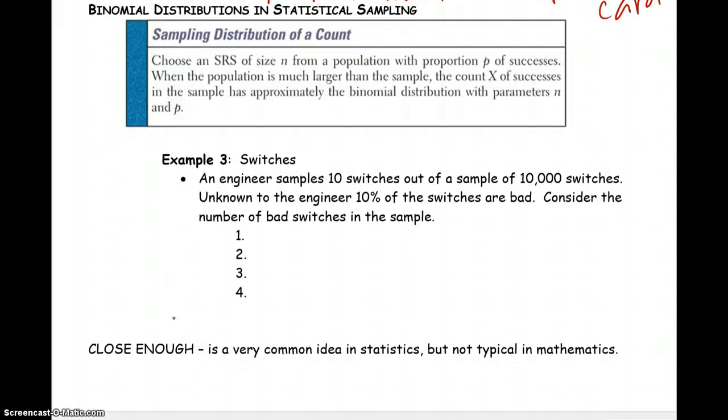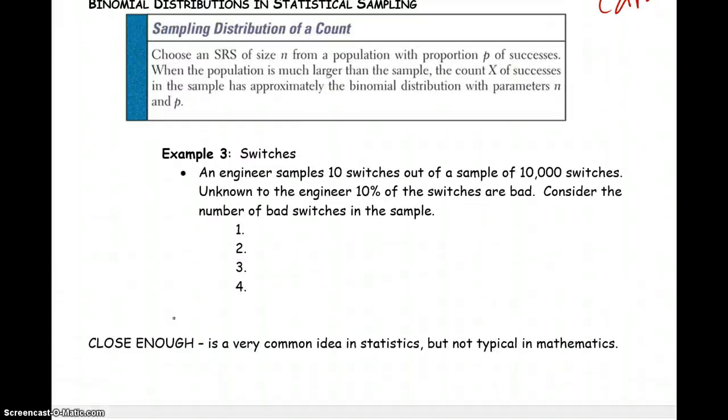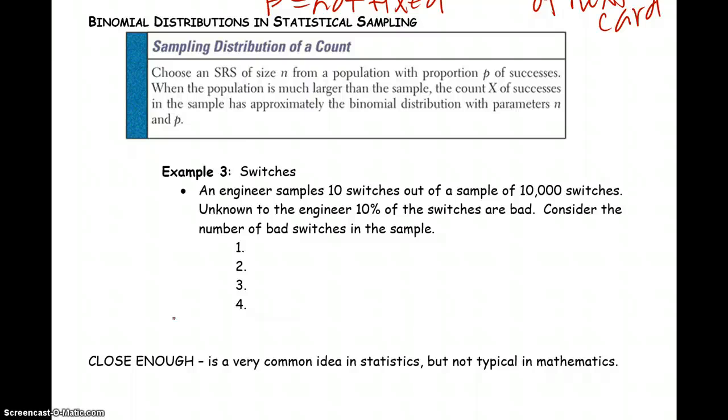So I think that's the end of 10. I'm going to scroll back up. So this says, choose a simple random sample from n-size population with a p chance of success. When the population is much larger than the sample, count x of success in the sample is approximately a binomial distribution. What this is really saying is this example here. So an engineer samples 10 switches out of 10,000 switches. Unknown to the engineer, 10% of the switches are bad. Consider the number of bad switches in the sample.